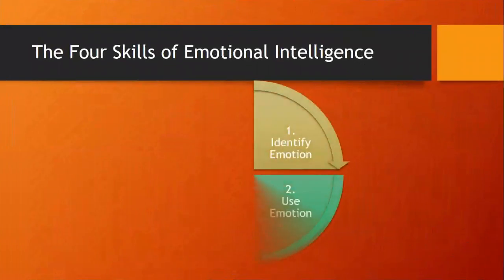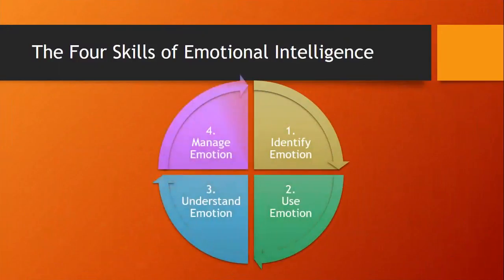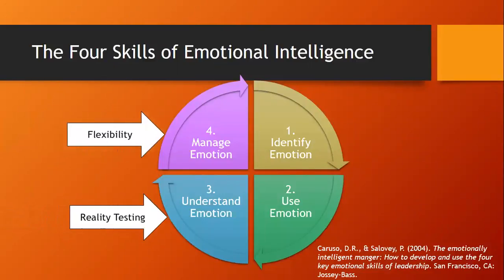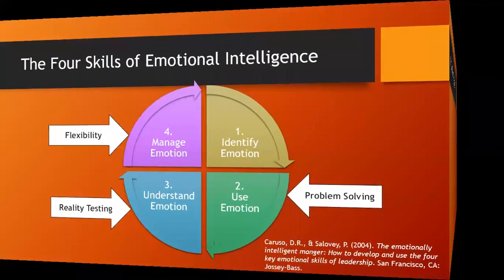So here are the 4 skills of emotional intelligence: to identify, use, understand, and manage emotions as presented in the Emotionally Intelligent Manager. So how do our 3 competencies fit in? Reality testing is under understand emotions. Flexibility is under manage. And problem solving is to use your emotions.